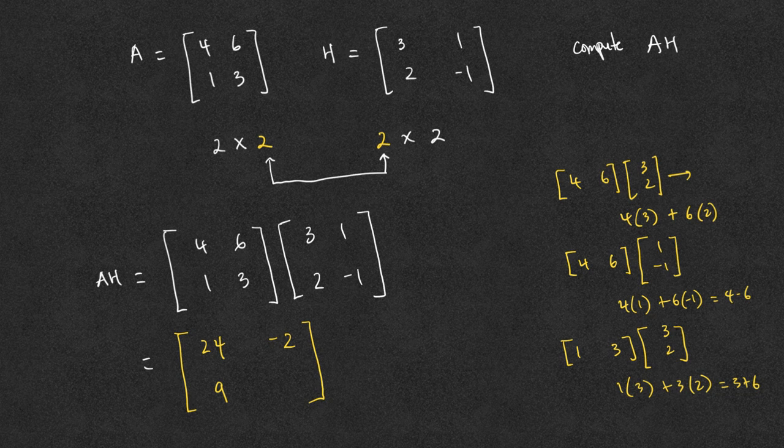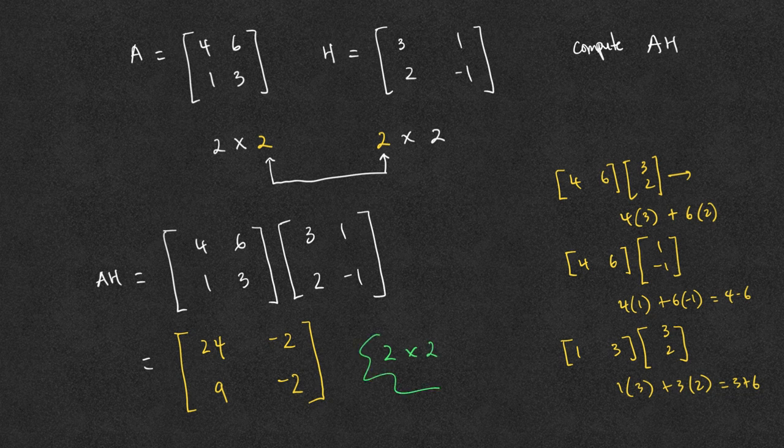And lastly, we take the second row times the second column. 1 times 1 is 1, 3 times negative 1 is negative 3, 1 plus negative 3 is negative 2. This is the product of the matrix A times H. This product matrix has the dimension 2 by 2.